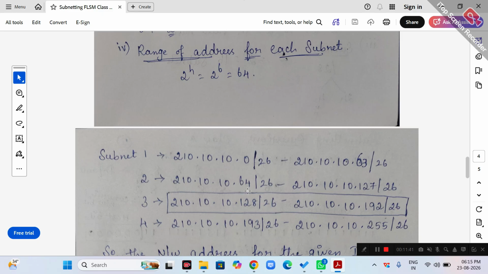Similarly for subnet 2, 210.10.10.64, the next address is 210.10.10.65, the next is 210.10.10.66, similarly up to 127. Again, if you calculate the total number of addresses, it is 64. So this is nothing but FLSM. For each and every subnet, 64 addresses are fixed. Like I already told in the example, for FLSM it is like classrooms in a school: all the classroom sizes are equal. Similarly here, for all the subnets, the size of the address block is the same.